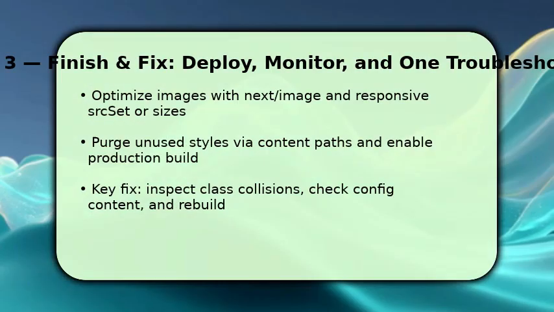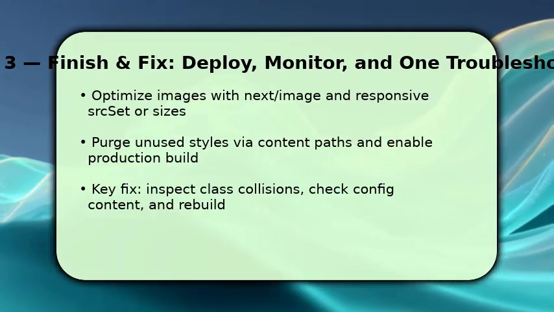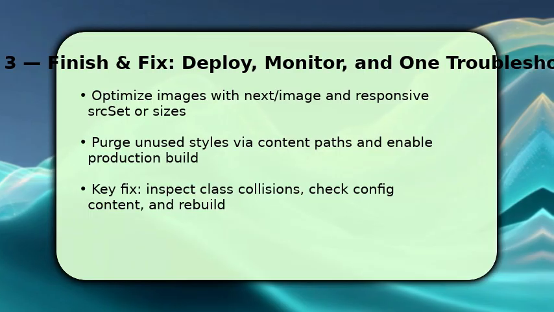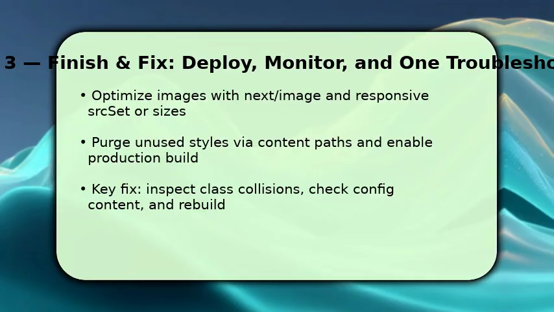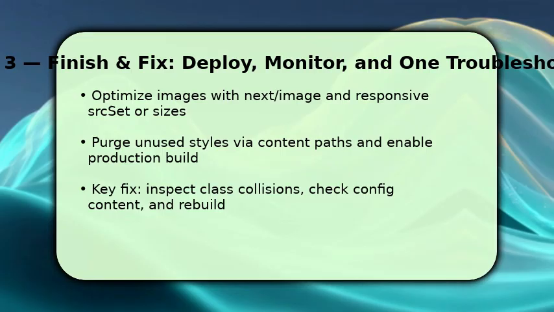You finish by polishing accessibility and performance. Swap img for next/image and define sizes and layout to serve responsive images. Then run next build to verify production CSS is purged and performance budgets hold. Once done, deploy to a platform that supports edge functions.